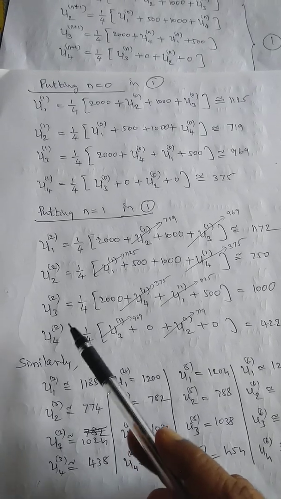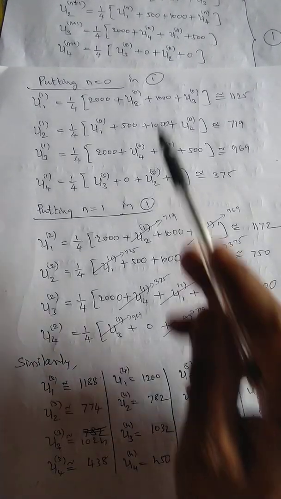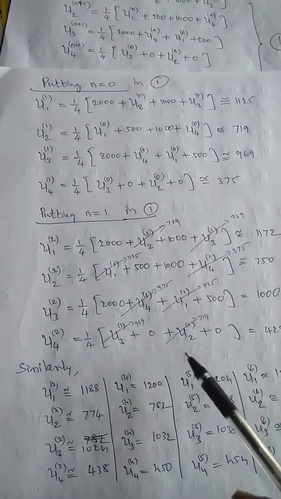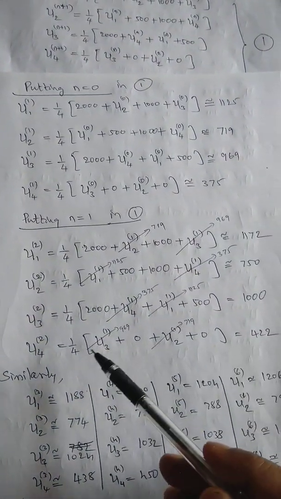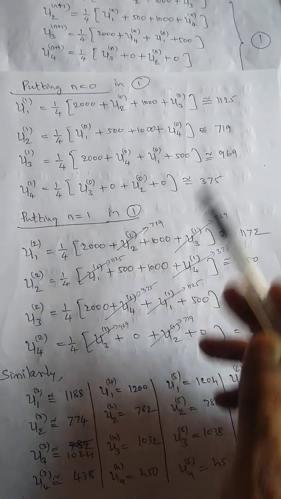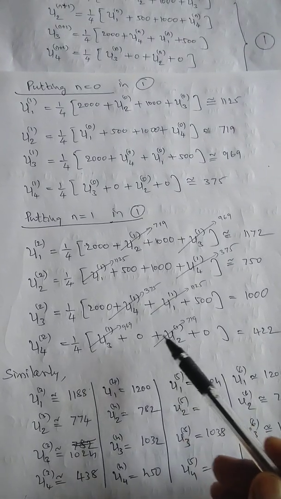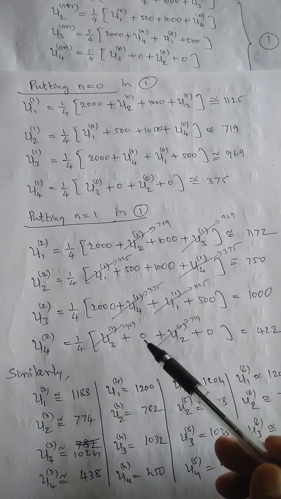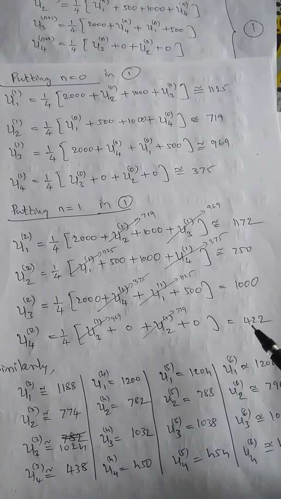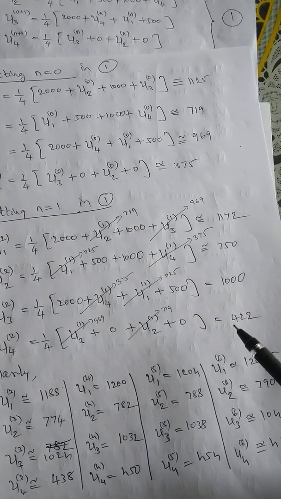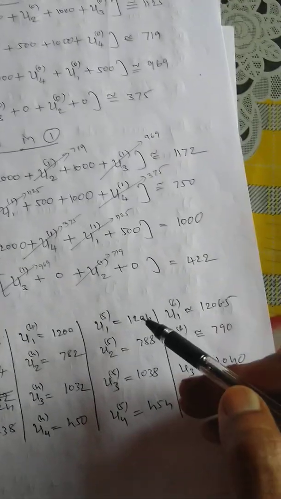Next, putting n equal to 1 in the last equation, we have U4 2 is equal to 1 by 4 of U3 1 plus 0 plus U2 1 plus 0. So U3 1 is 969 and U2 1 is 799, so this plus 0 plus 799 plus 0 is 422.